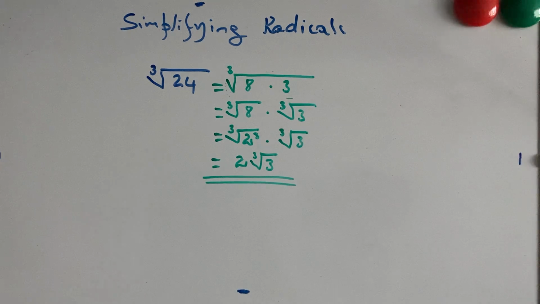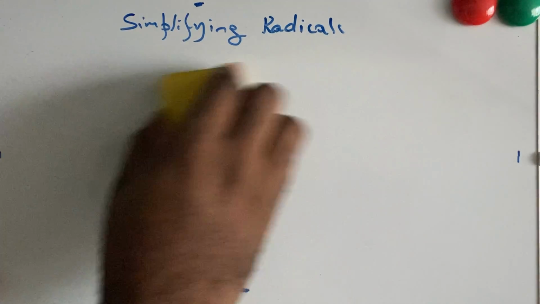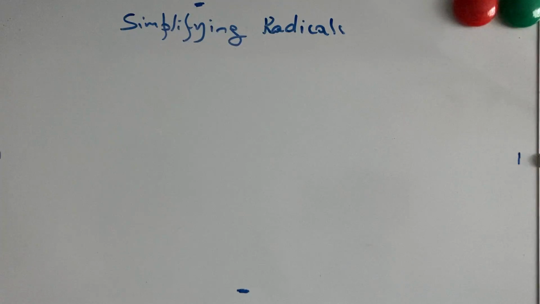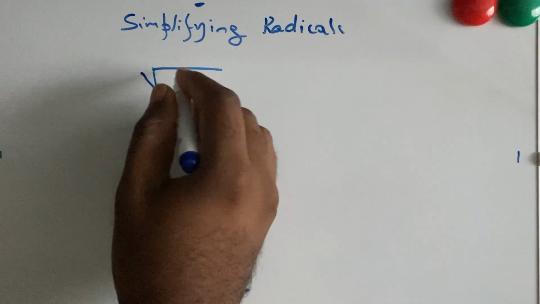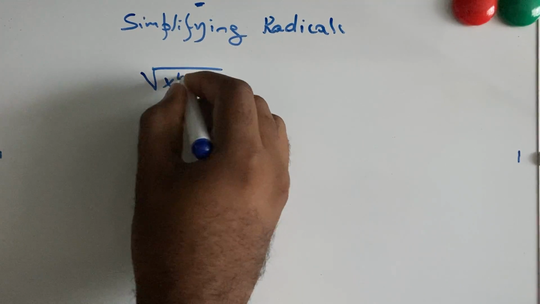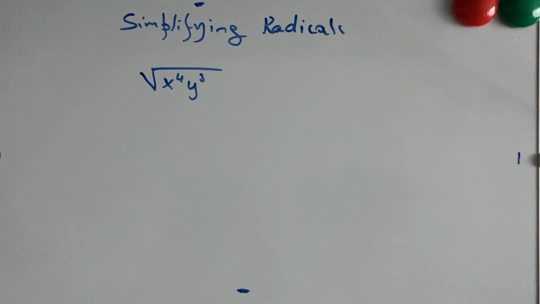Now, I'm just dealing with constants, right? Actual numbers. How about variables? Well, you do the same thing for variables. Same concept, same idea. So now, let me give you an example here. What if you had the square root of x to the 4th, y to the 3rd? Well, we have the same idea here. It's the square root.